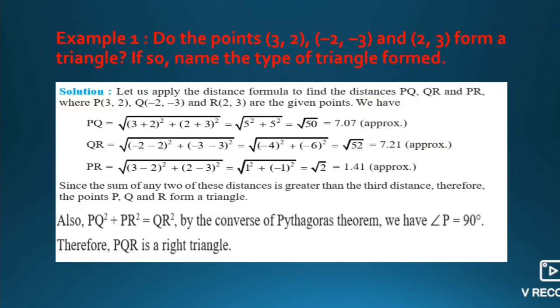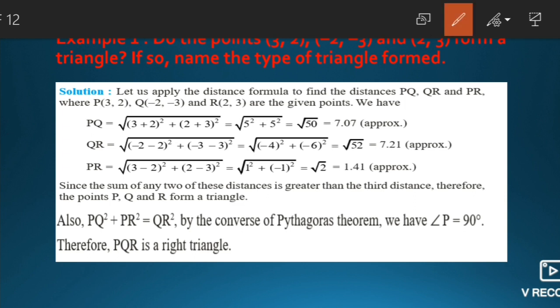Now another application. Do the points 3, 2; minus 2, minus 3; 2, 3 form a triangle? If so, name the type of the triangle. Suppose I am considering the points as P, Q, R. Suppose P is 3, 2, Q is minus 2, minus 3, R is 2, 3. If you consider this triangle as PQR, the coordinates of PQR are given, so I can find the length of the sides PQ, PR and QR.